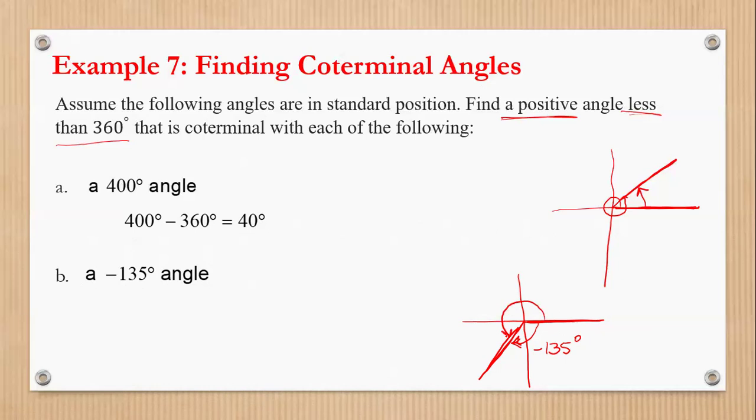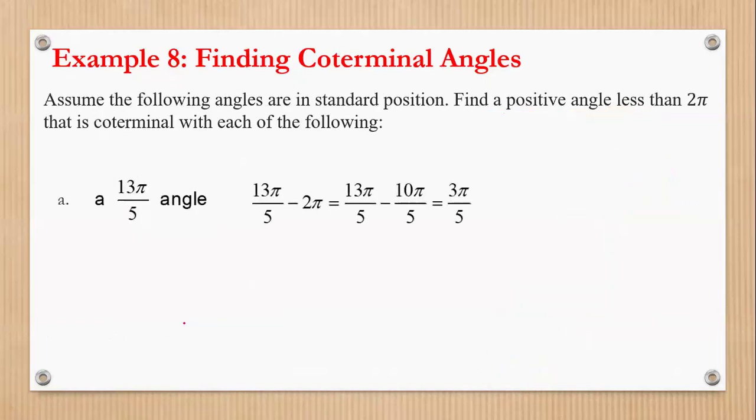How can we find that angle? This time, since the angle is negative, we need to add 360. And if you add 360, you get the positive angle, which is less than 360. So remember, if your angle is above 360, subtract 360, and if it's negative, add 360 to get it positive. You want to find a positive coterminal angle.